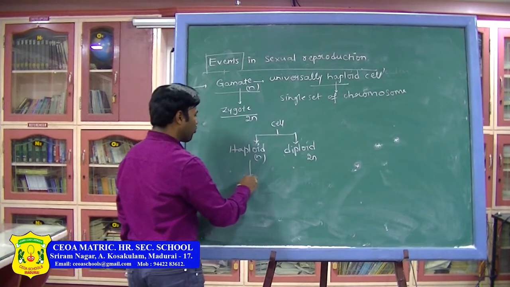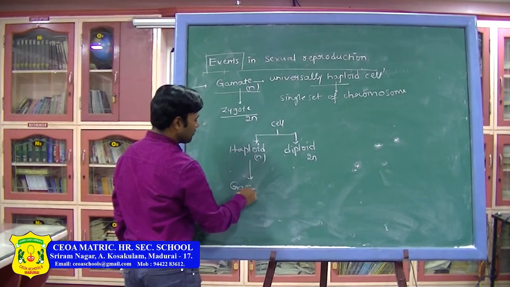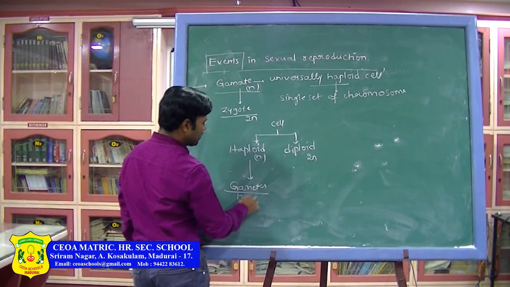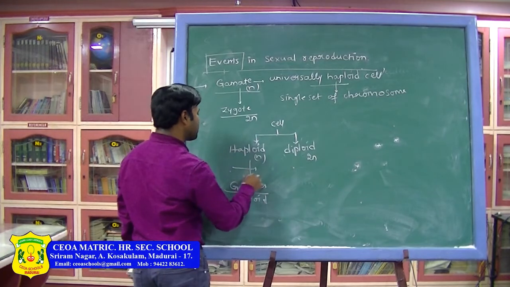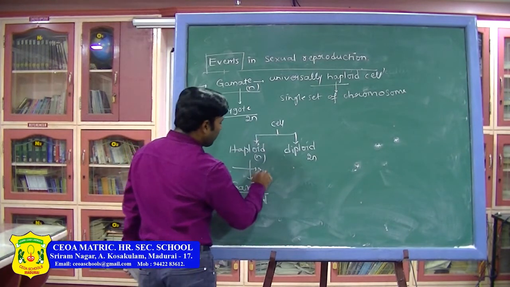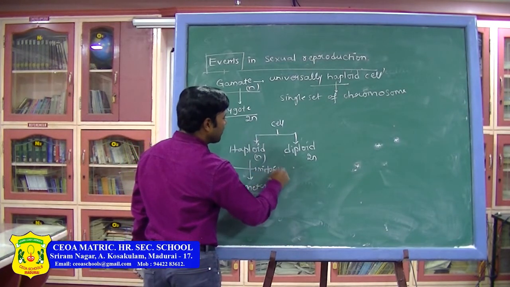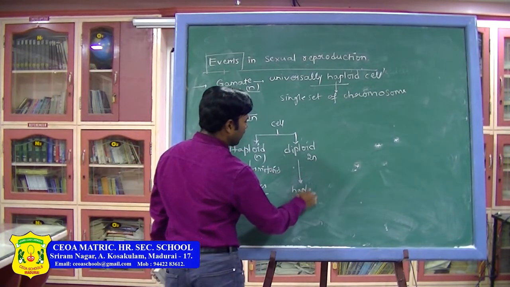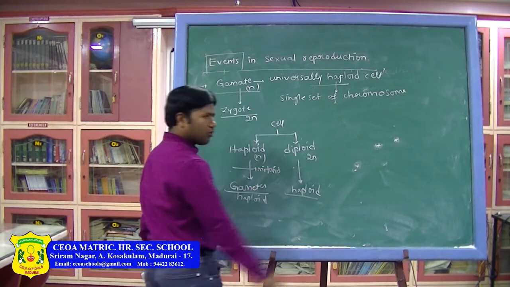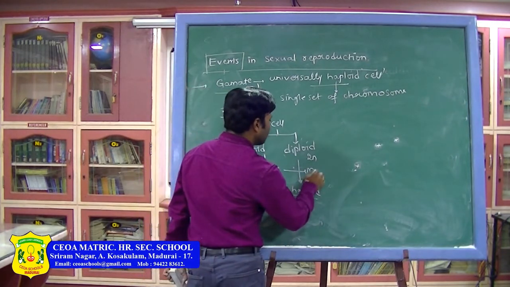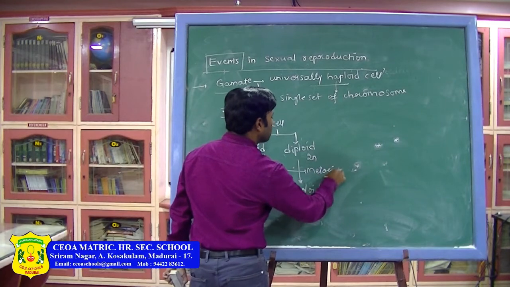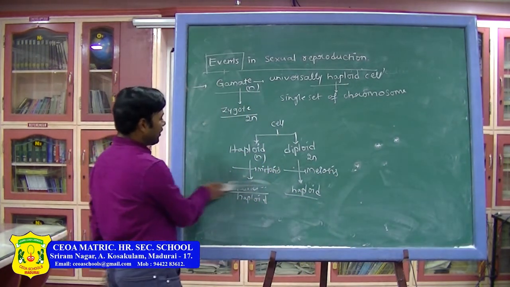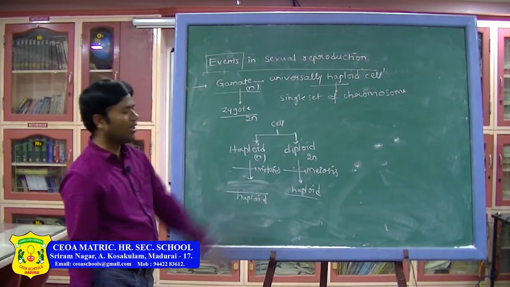From the haploid cells, what are we getting? Gametes we are getting, haploid in condition only, these gametes. Through which cell division? Through mitosis cell division we are getting them. From the diploid cells we are getting haploid cells only. For example, those are also gametes only. Through which cell division? Through meiosis cell division. Here you can write haploid, here also haploid.